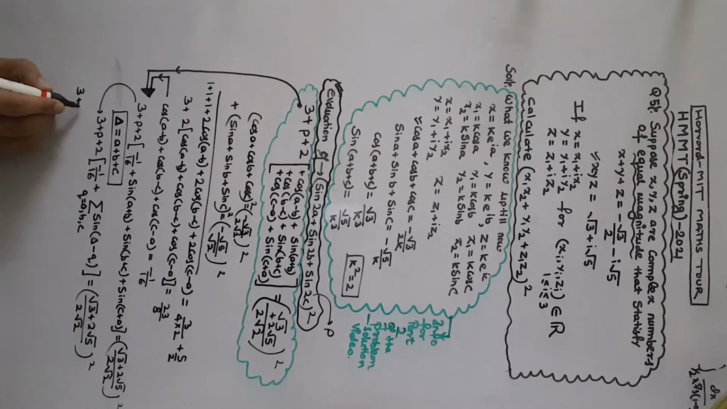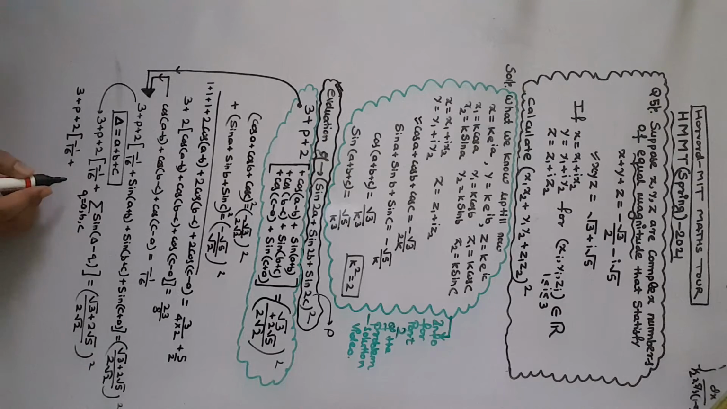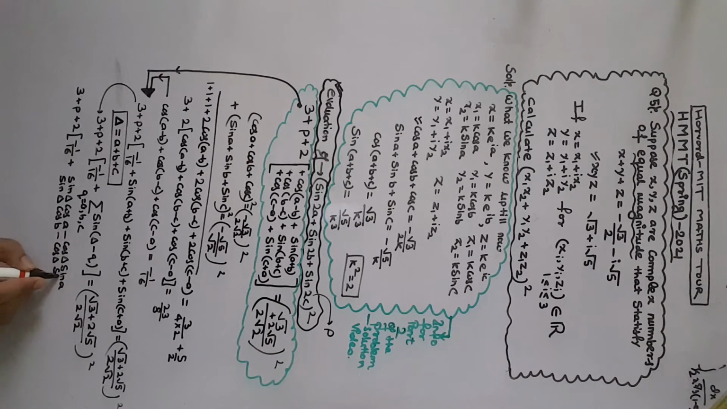We can have 3 plus P plus 2 times negative 1 by 16 plus sine triangle cos A minus cos triangle sine A, sine triangle cos B minus cos triangle sine B, sine triangle cos C minus cos triangle sine C.